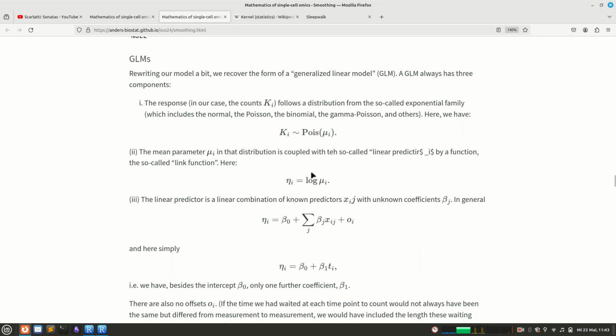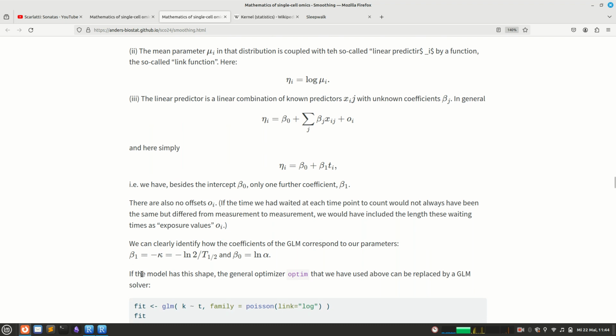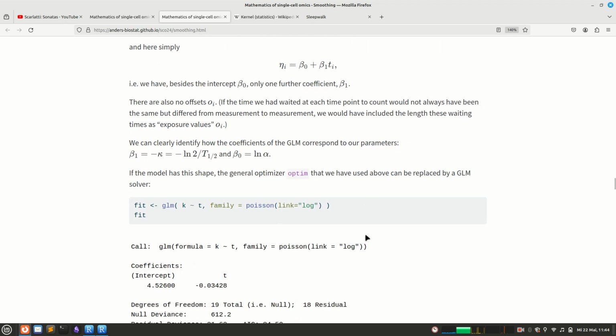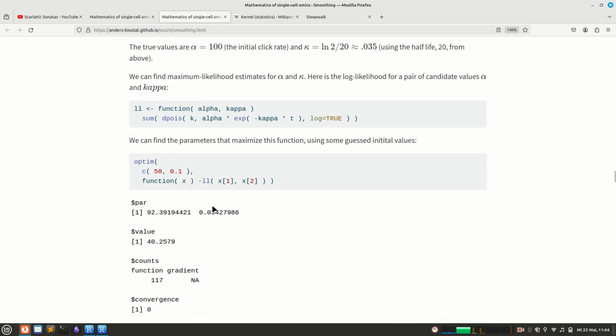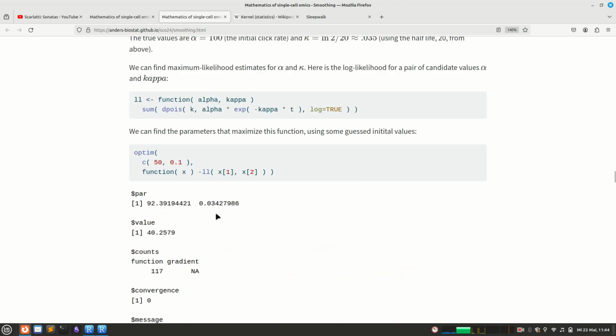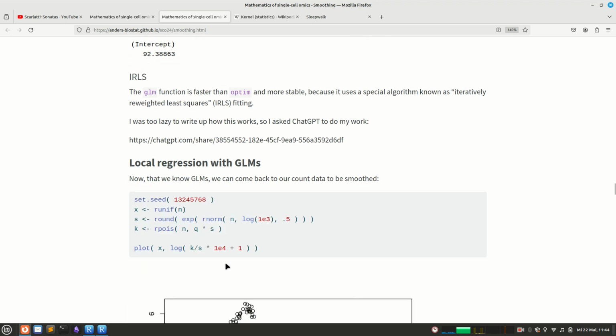Why that? Because if you now undo the log here, then this turns into mu_i equals e to the beta naught times e to the beta 1 t. So you can see that beta naught is the logarithm of what I called alpha before, and beta 1 is what I called kappa before. Well, beta 1 is kappa without the minus, because here I wrote a plus. And this way I can now rephrase this whole optimization procedure that I've done here into what I call a generalized linear model.